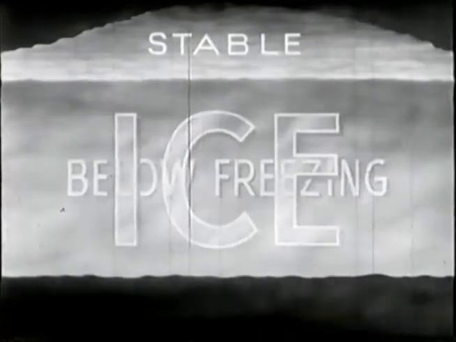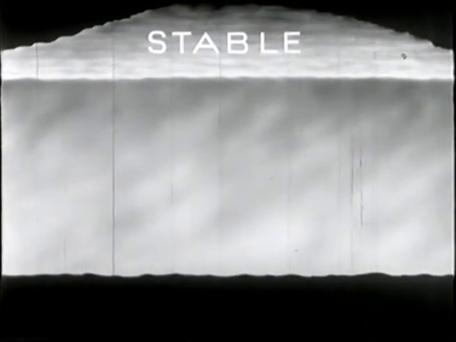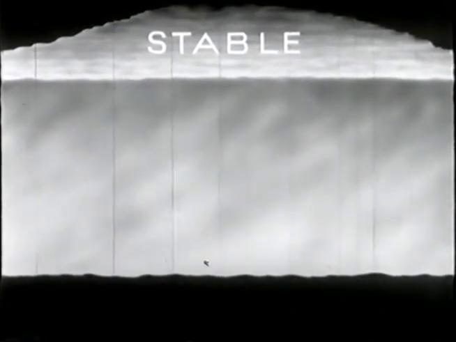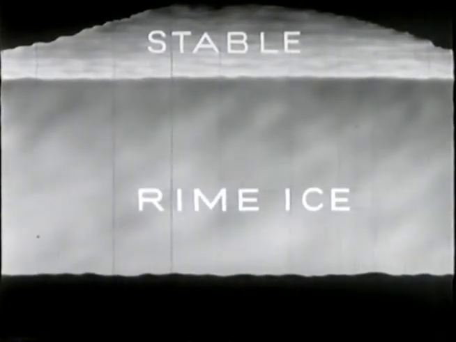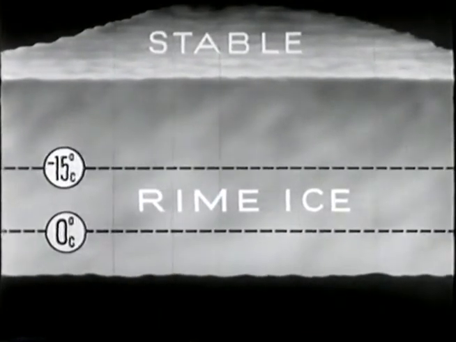All clouds contain moisture. Wherever this moisture is accompanied by temperatures below freezing, ice will form on aircraft. When clouds are formed in stable air at freezing temperatures and are composed of a comparatively small number of tiny water droplets, conditions are right for the formation of rime ice. Rime ice usually occurs at temperatures from 0 to minus 15 degrees centigrade.